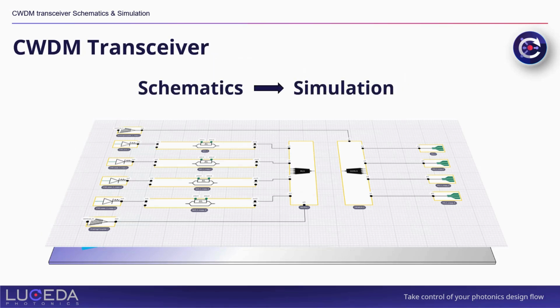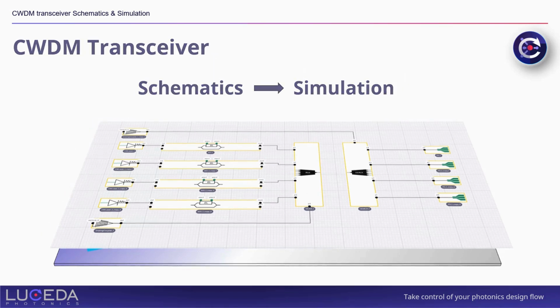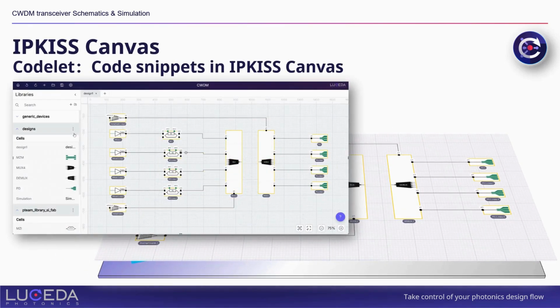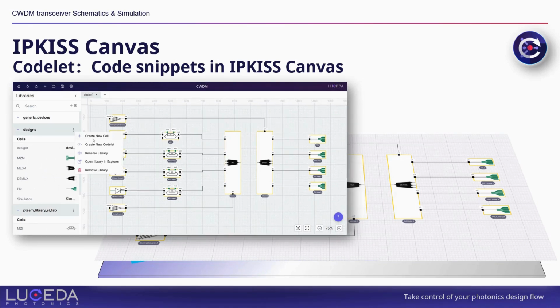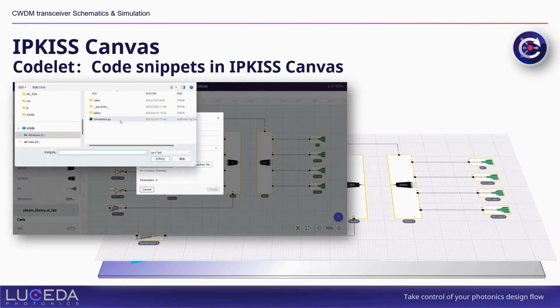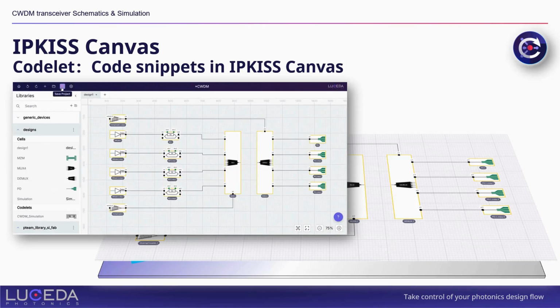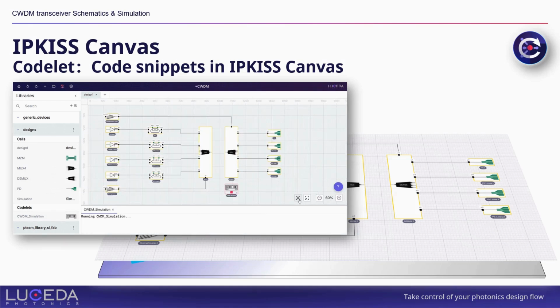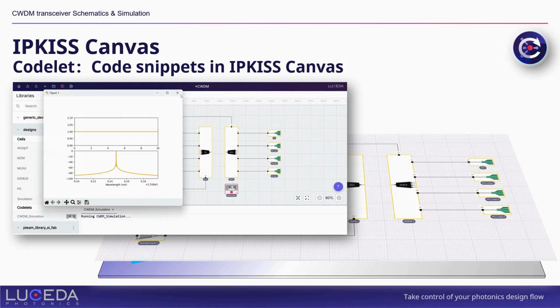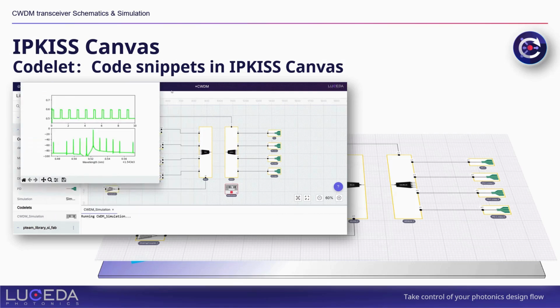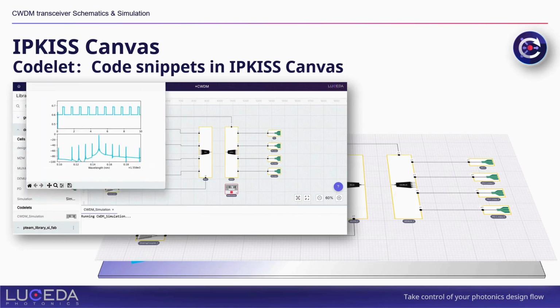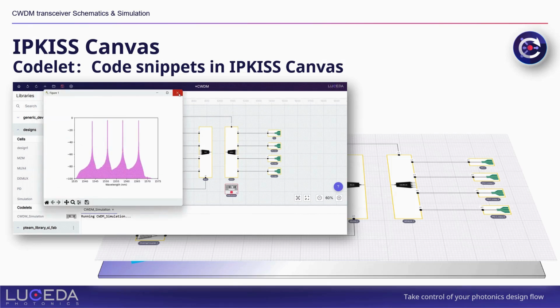Then, how to do simulation from the schematics? We can use Codelet. It can launch simulation or other code snippets directly from IPKISS Canvas. Here we create a new codelet and name it. You can choose to create a new codelet file or import an existing file. Next, you just need to drag and drop the codelet into the canvas and click this button to run the function you wrote and get the simulation results.